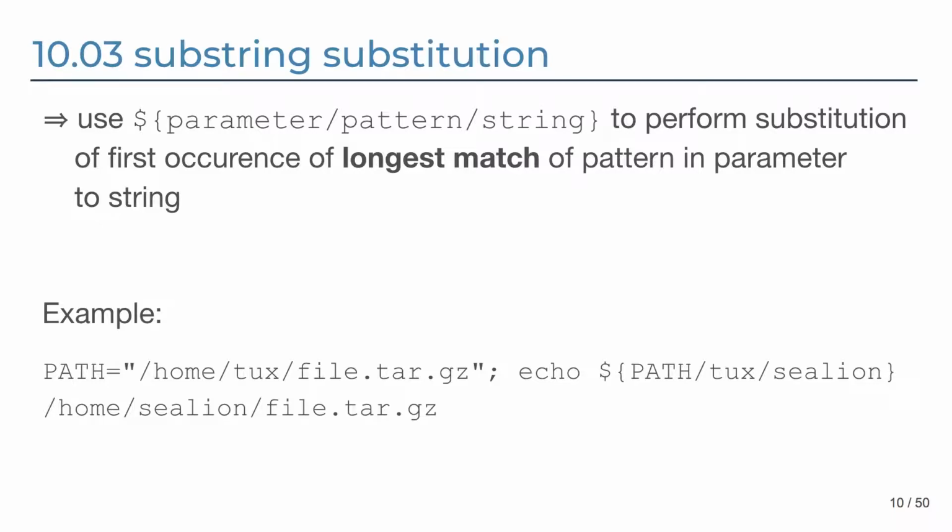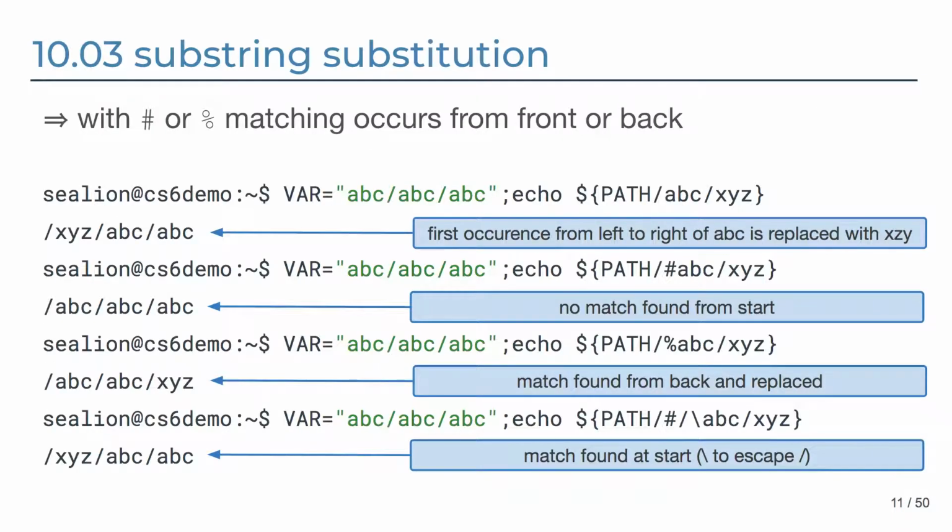And why is this cool? Well, we could use it, for example, to quickly clone directories, manipulate strings again, and so on. Here are some more examples of how to use it. The whole substring substitution only replaces the first occurrence, and we can also add a little manipulation by using a pound sign or a percent sign to say where we want the matching to happen, either from the front or from the back.